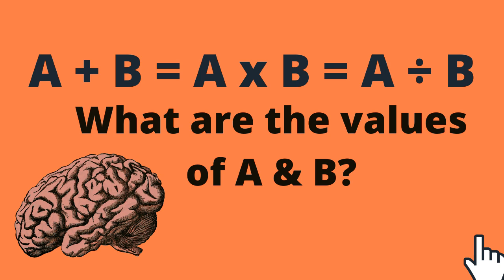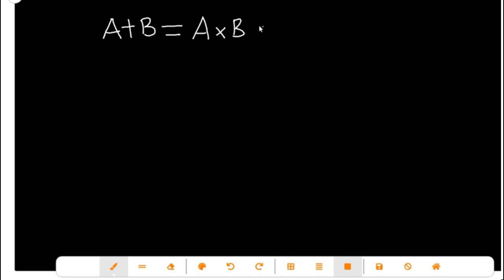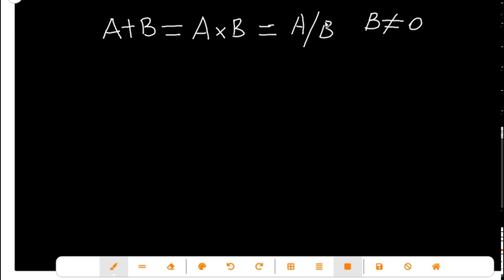Let's write it down. It's a plus b is equal to a multiplied by b is equal to a divided by b. So from this equation, b cannot be equal to 0, because if the divisor b is equal to 0, then this will go undefined. It's not a defined value. b cannot be 0 at the denominator.